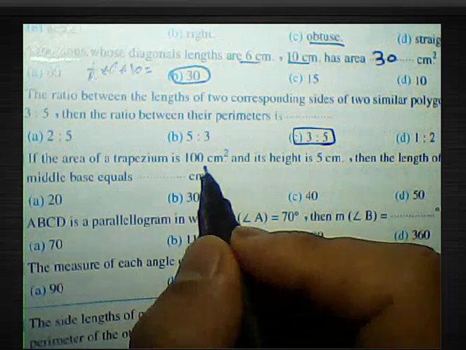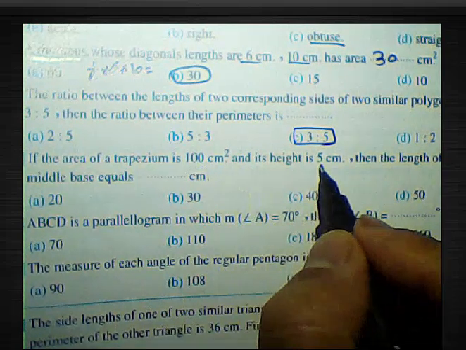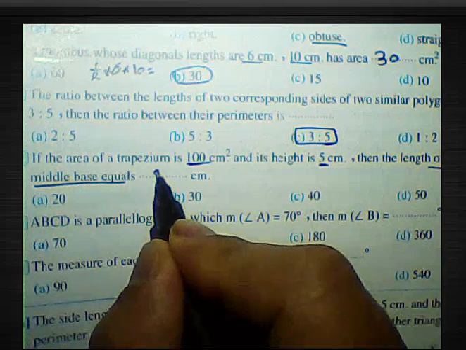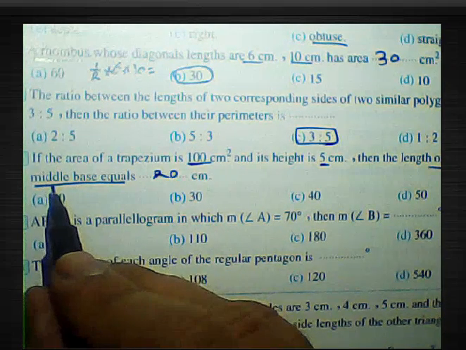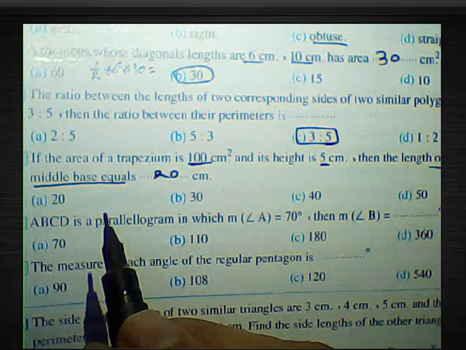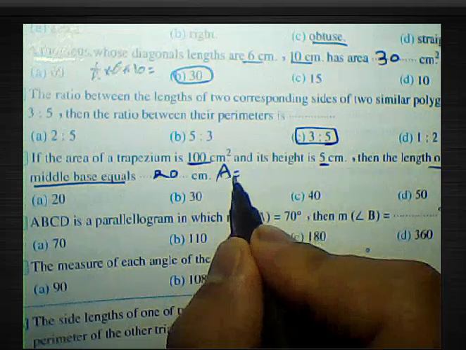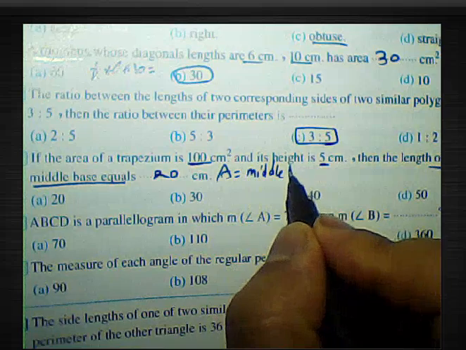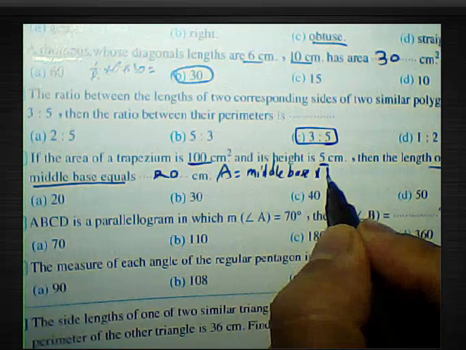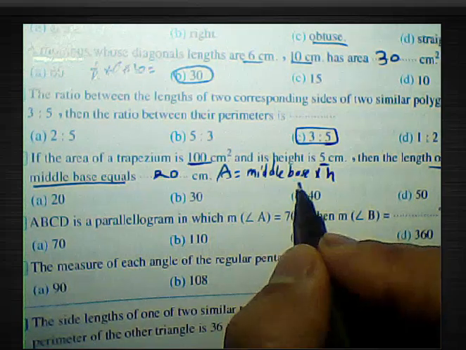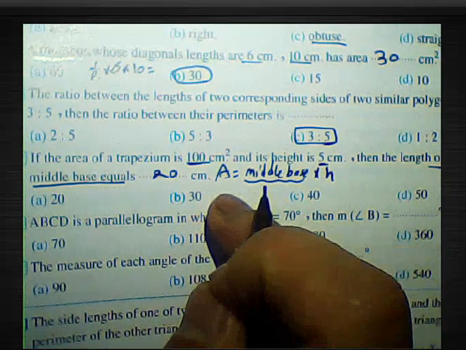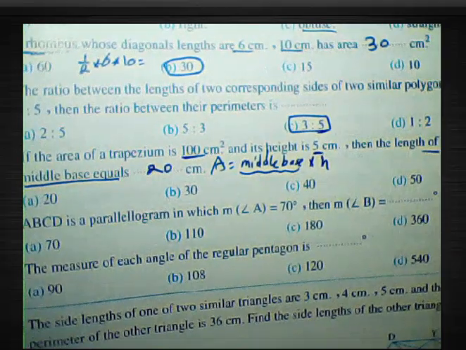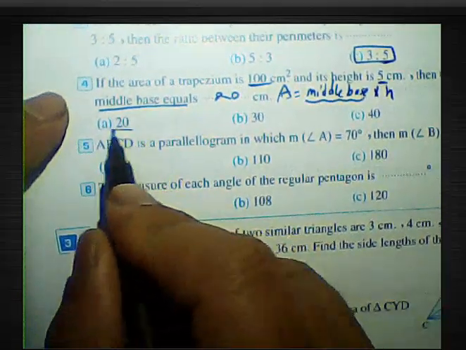If the area of a trapezium equals 100 square centimeters and its height 5 centimeters, then the length of the middle base equals. We can divide 100 by 5 equals 20. Again, the length of the middle base equals what? Equals area divided by height, because area equals the length of the middle base multiplied by height. To find the length of the middle base, you must divide the area by height. 100 divided by 5 equals 20. It will be 20 centimeters.